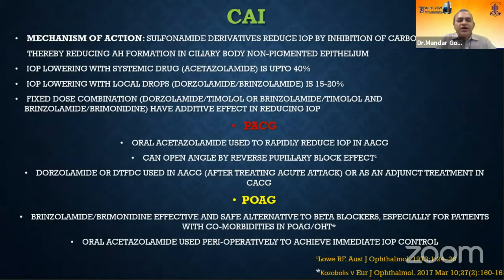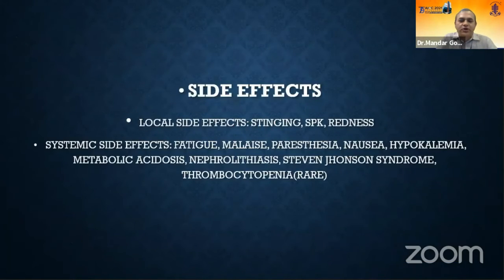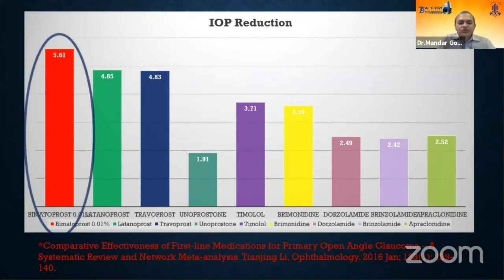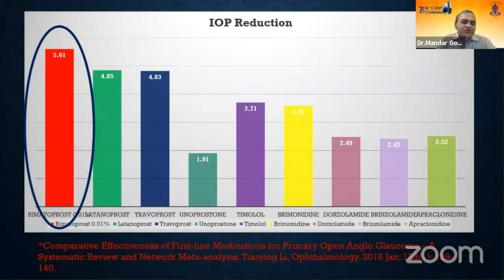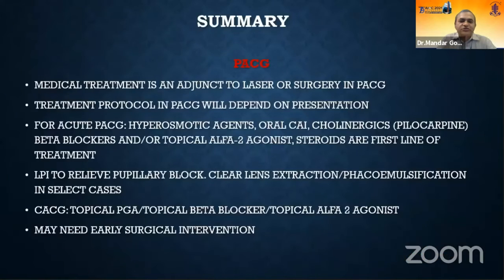The carbonic anhydrase inhibitors are again a class of drugs used to reduce the intraocular pressure in PACG, mainly in the acute phase to reduce the IOP and open the angle to a certain extent. In POAG, they are used more as adjunctive therapy, and oral acetazolamide may be used in the perioperative period. Among all the classes of drugs, it is found in meta-analysis that bimatoprost has the best efficacy as far as lowering the IOP is concerned.